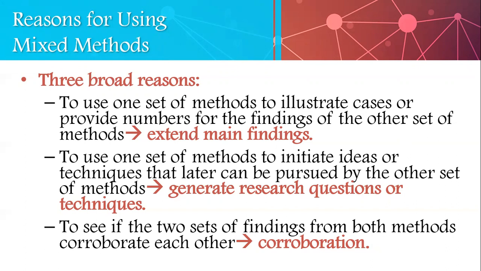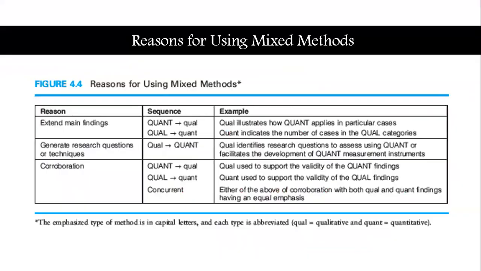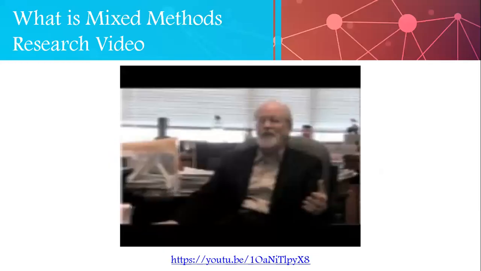So we want to see whether the two methods match up together and whether the finding that we have on one side confirms the finding that we have on the other side. And so we have two sets of findings from both methods, and we want to see if they align with each other. So that's another reason why we might conduct mixed methods as well. Here's a table from your textbook that pretty much just reiterates what I've just said. You might want to take a look at this in your own time, just to help solidify your understanding of some of the key reasons why we might employ mixed methods.